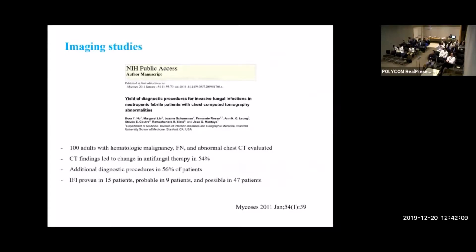Here we have actually a paper from Stanford University. They were assessing patients with history of invasive fungal infections, and these are the typical patients that will really benefit from a CT evaluation.